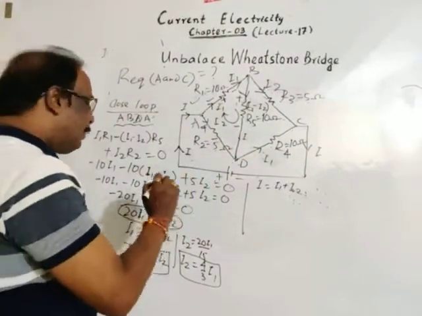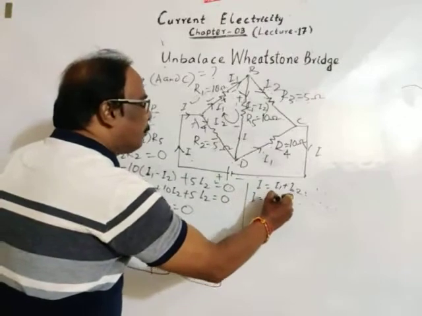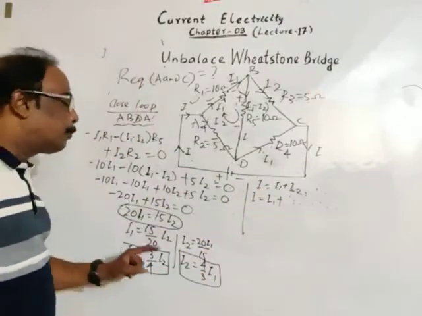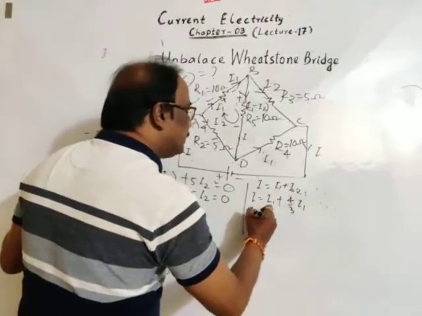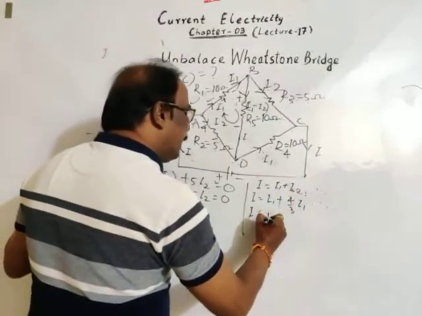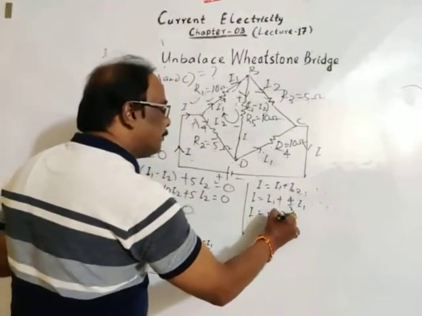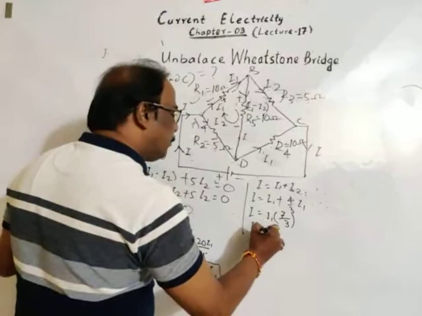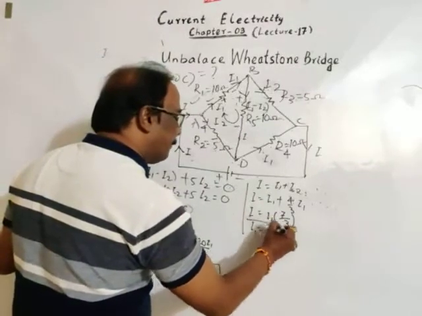Now let's find I1. I is equal to I1 plus I2. In place of I2, we may write 4 by 3 I1. Then I is equal to, bringing I1 common, 3 plus 4 over 3, which is 7 by 3 I1. Thus I1 is equal to 3 by 7 I.